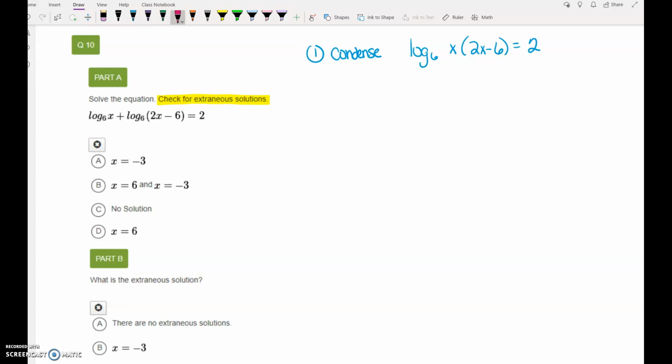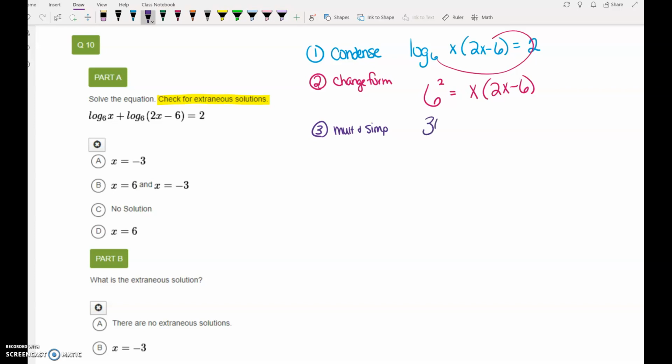Okay, your second step is to change forms. Change this to exponential form. Woo! 6 squared equals x times 2x minus 6. Your next step is to multiply and simplify. So 6 squared is 36. And this is x times 2x is 2x squared. Negative 6 times x is negative 6x.